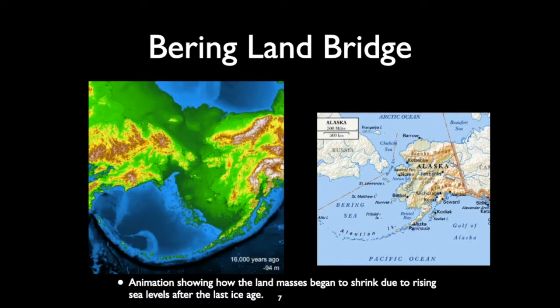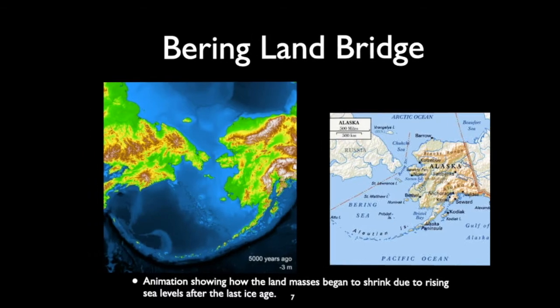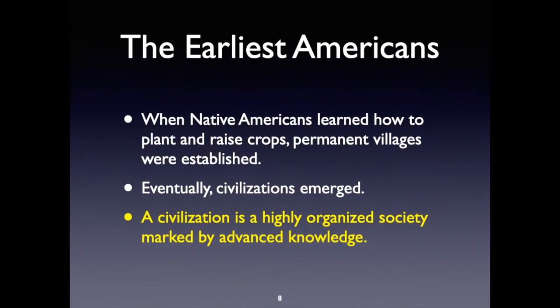The Bering Land Bridge. We can see in the animation that at one time during the Great Ice Age, human beings could walk from Asia across what is now the Bering Strait and into what is now Alaska. When Native Americans learned how to plant and raise crops, permanent villages were established. Eventually, civilizations emerged. A civilization is a highly organized society marked by advanced knowledge.